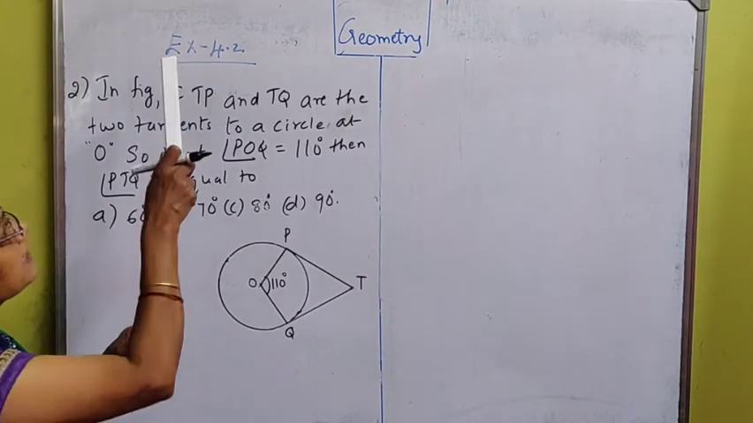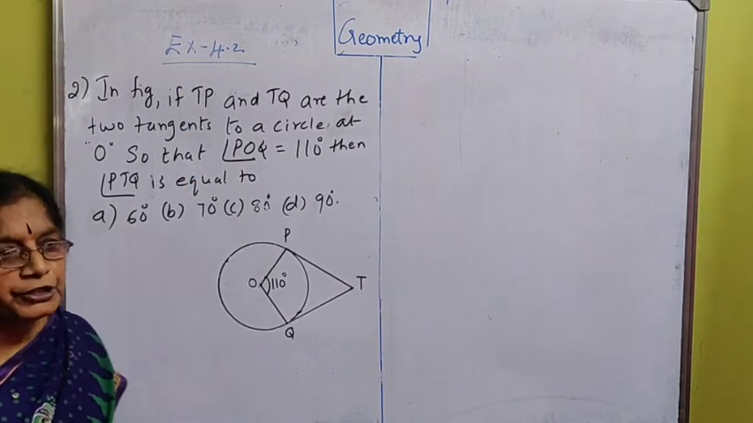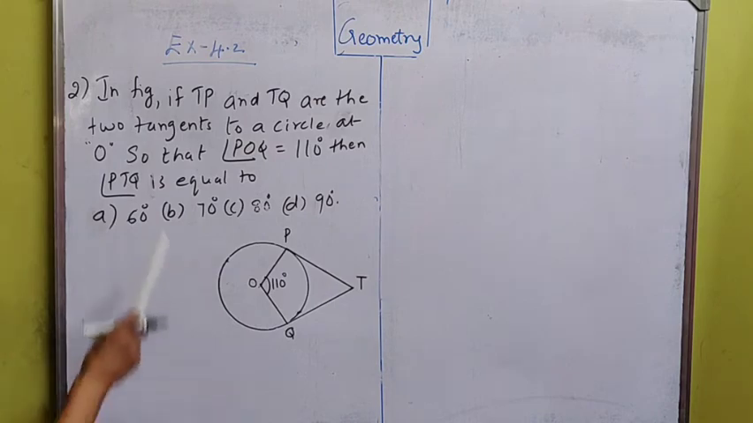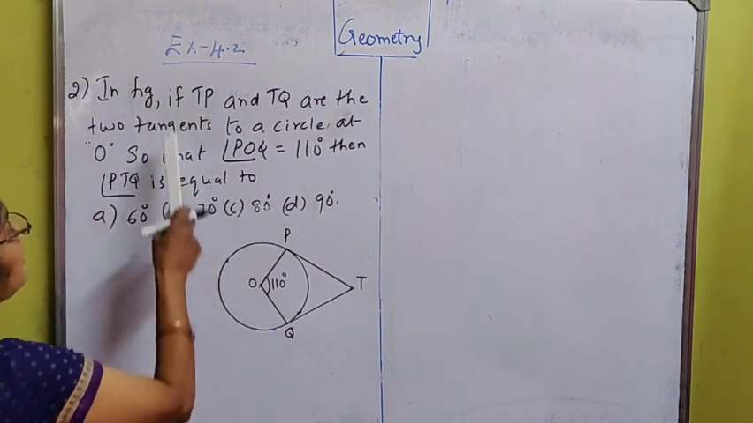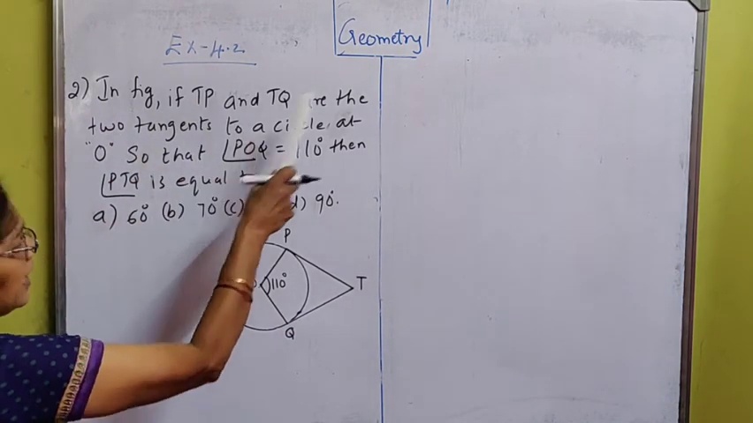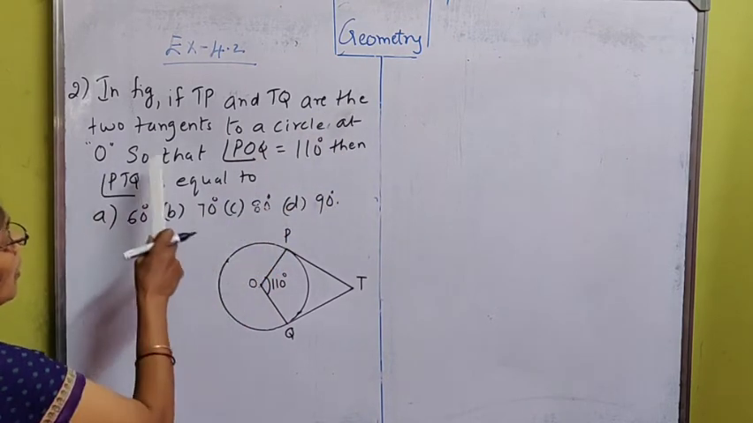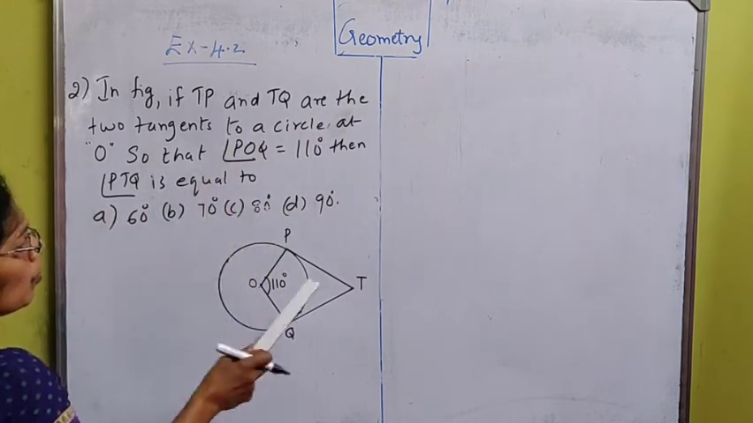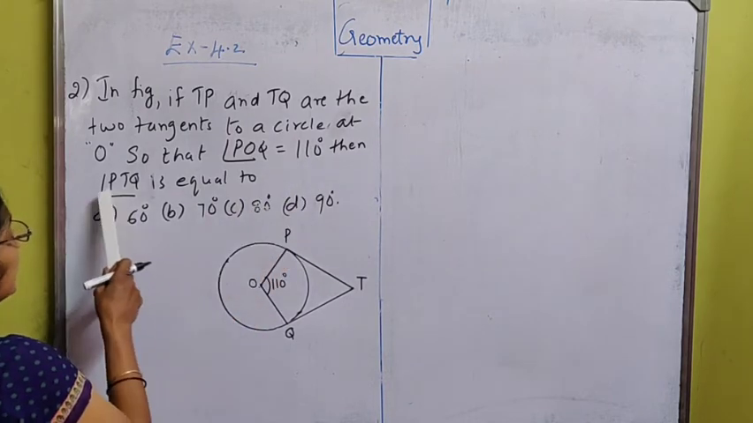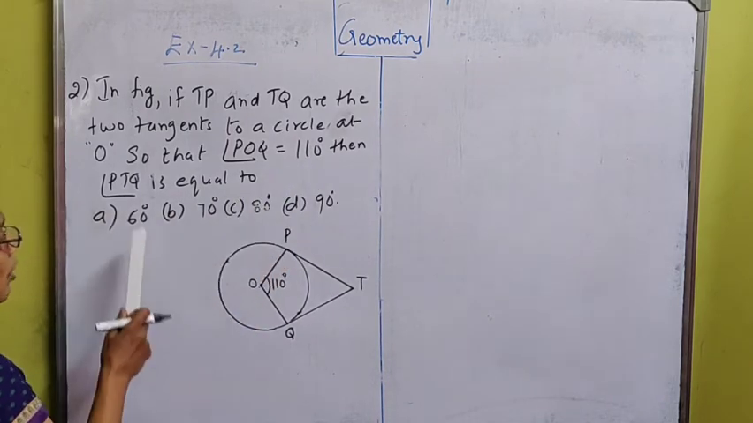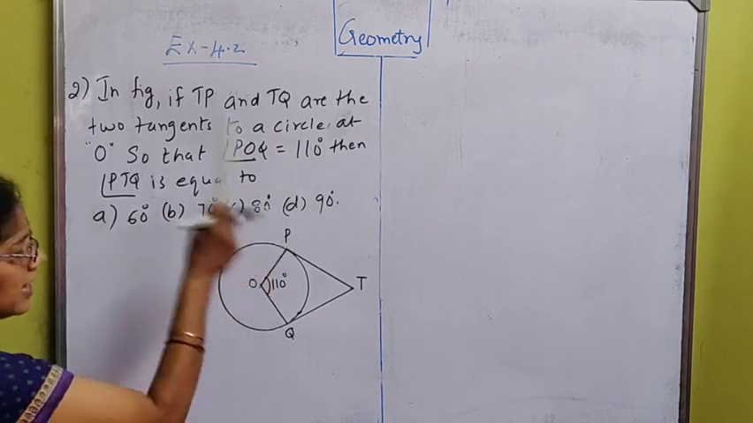Let us see what is the second sum given in exercise 4.2. It is also an MCQ question. In the figure given, if TP and TQ are the two tangents to a circle with center O, so that angle POQ is equal to 110 degree, then angle PTQ is equal to: options are 60, 70, 80, 90.